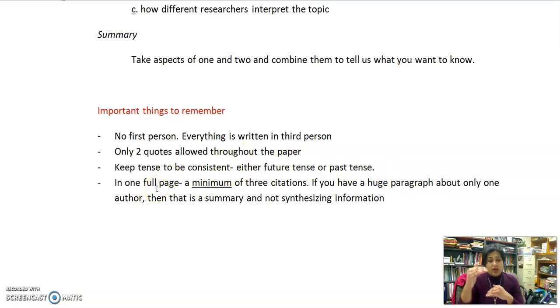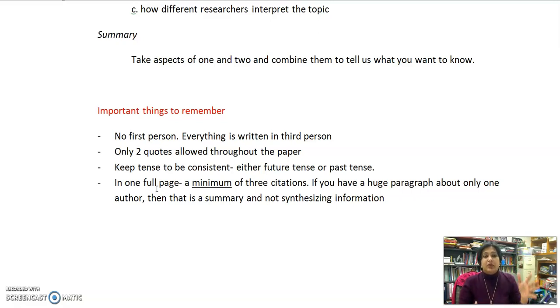If you have 1 page and a huge paragraph that has only something about one author, then that is actually called a summary. It is not synthesizing. Synthesizing is when a paragraph has an idea and you say what the different researchers are saying about that idea within that paragraph or those paragraphs. So think of it this way: if you have 1 page and only 1 citation, that means it's a summary. You have to have a minimum of 3 citations.